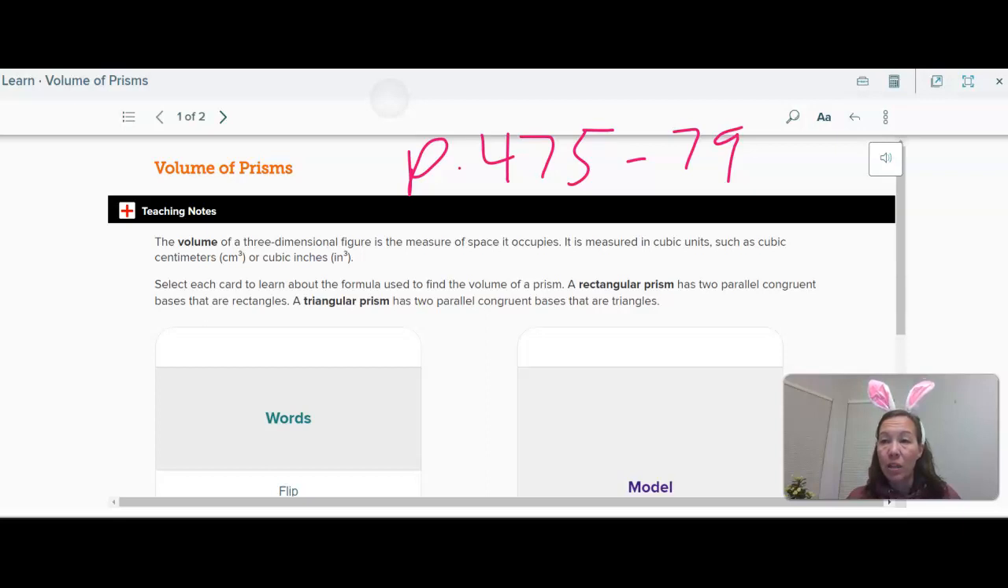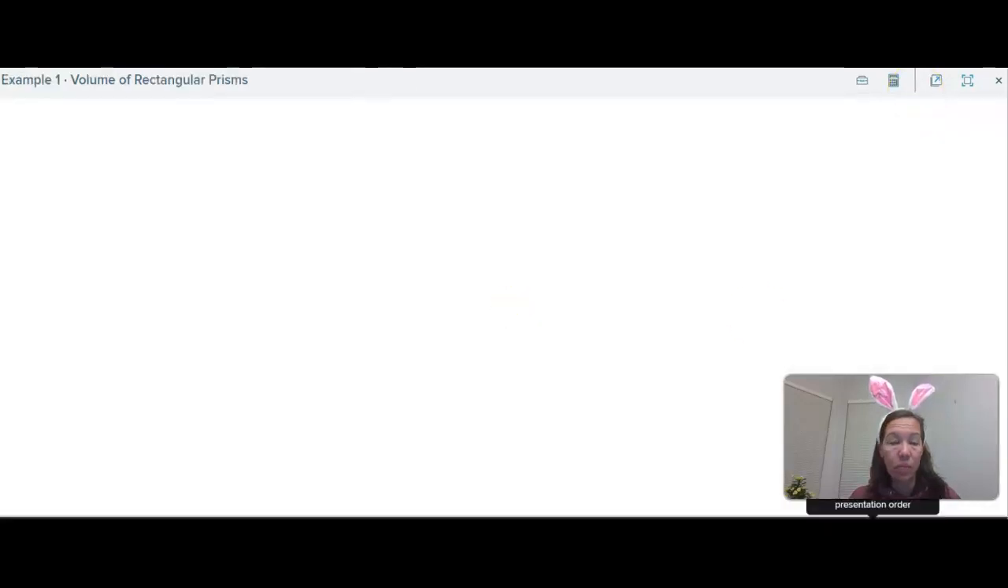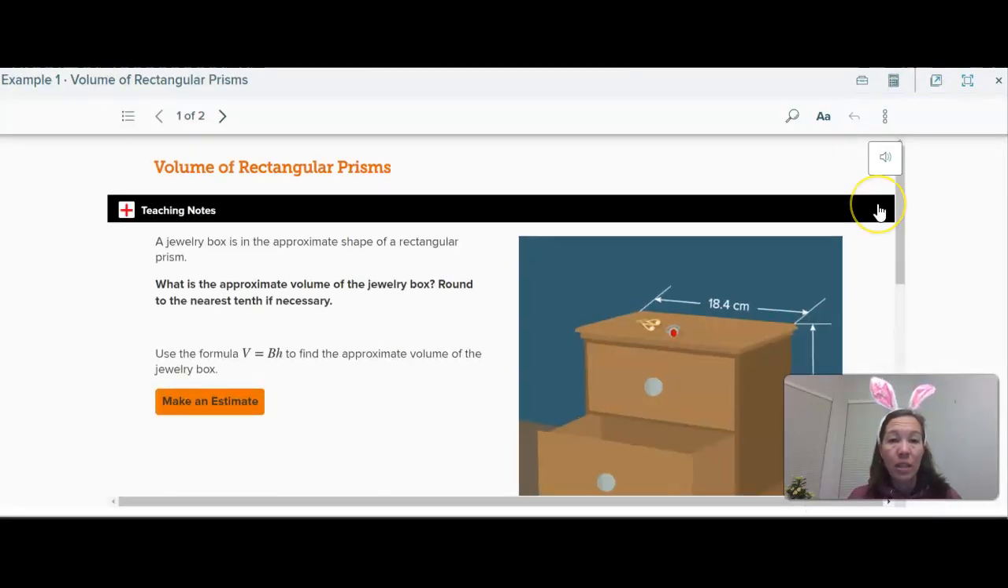So to find the volume of a rectangular prism, let's go. Okay, there we go. If you want to look at this first example, a jewelry box is in the shape of a rectangular prism. What is the approximate volume of the jewelry box?